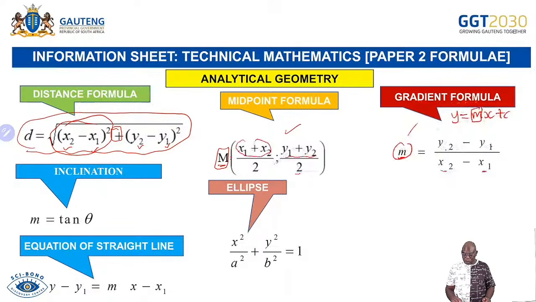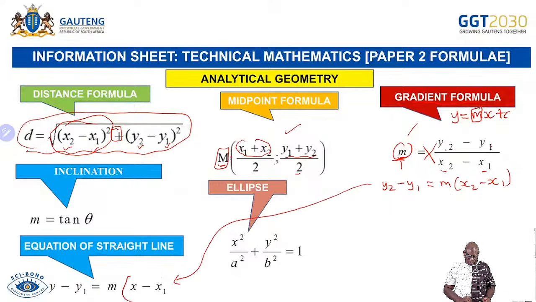So if for instance I have m over 1 and I cross multiply, then I get the equation of the straight line: y2 minus y1 equals m multiplied by x2 minus x1. The x2 minus x1 must have brackets around it. You can see it's y2 and x2, so it's the same formula as the gradient formula. So please don't confuse the midpoint formula and the gradient formula. Right.